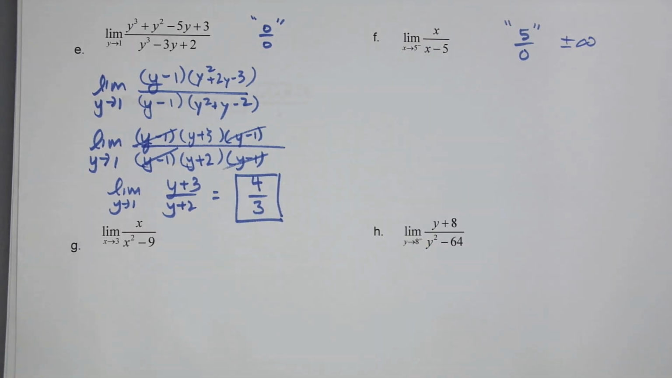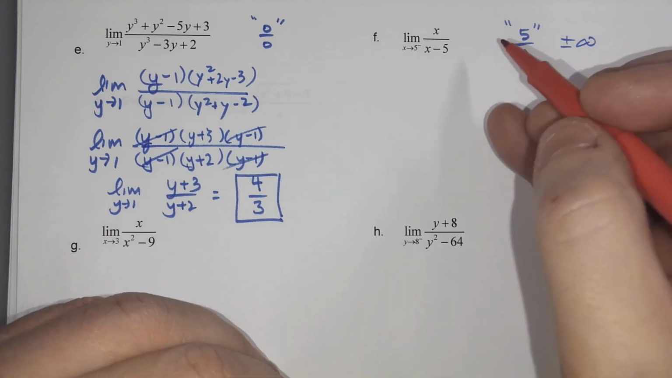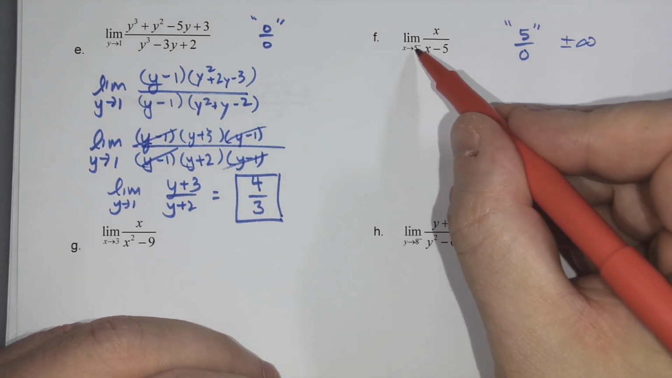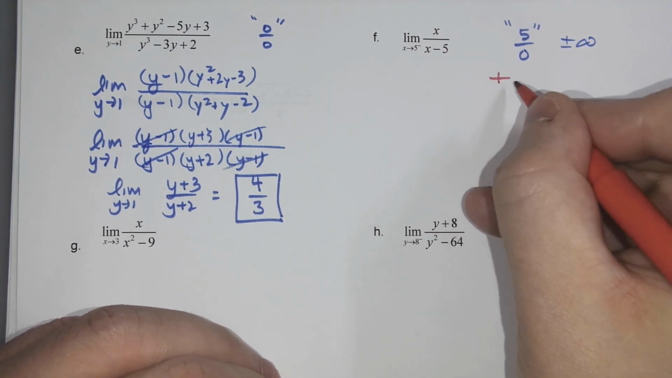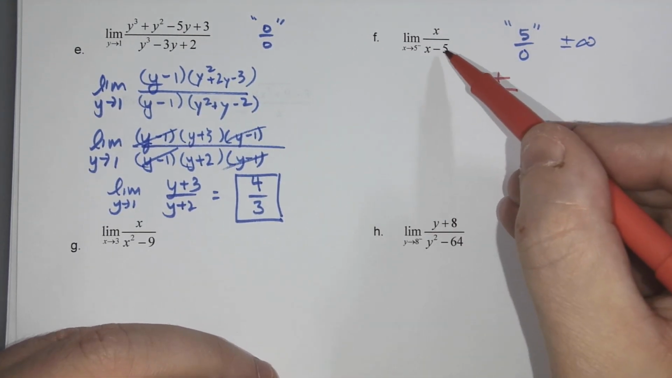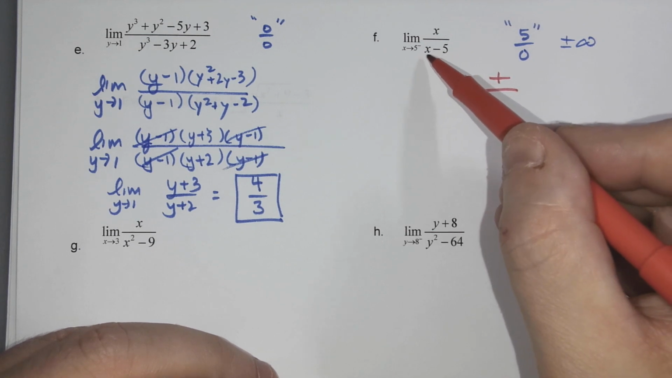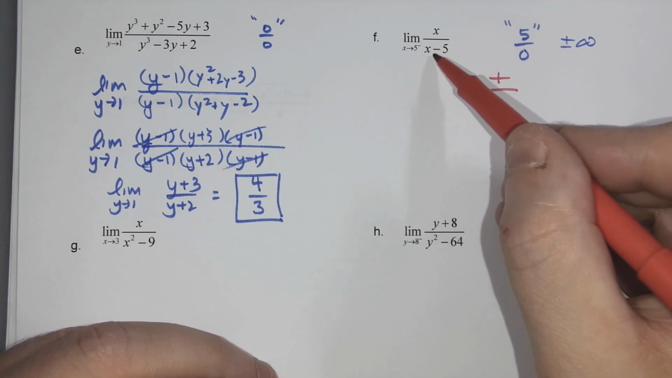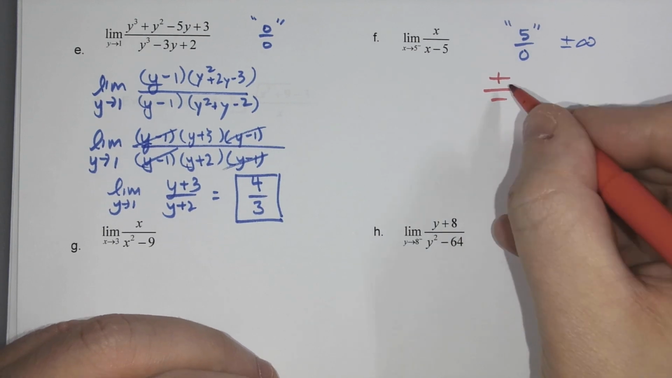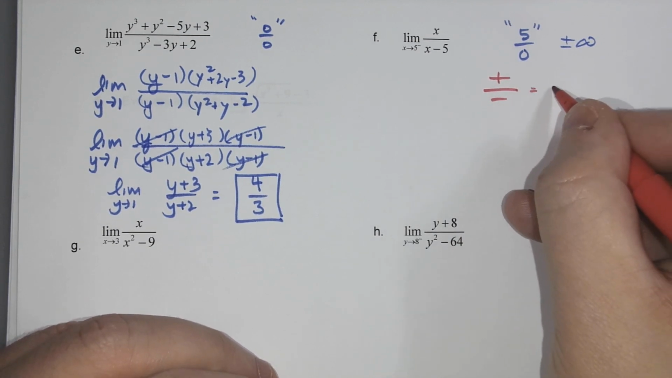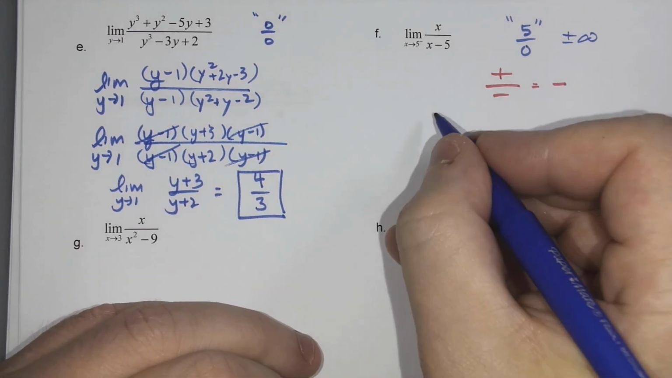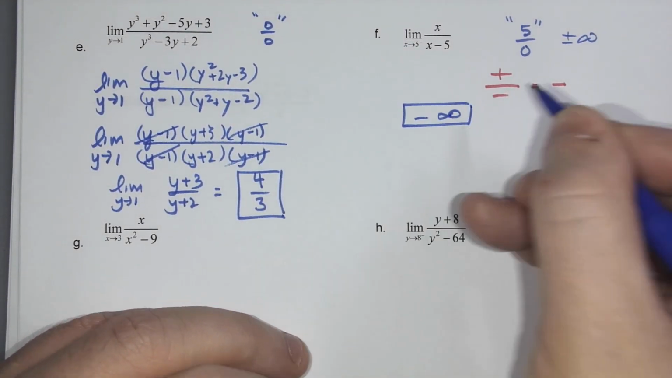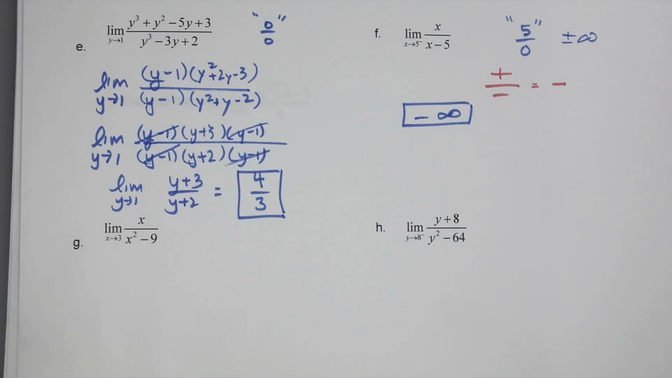Okay, to do that, let's think. If I were to stick in a number that was a little bit less than 5, the numerator would be positive. And if I were to stick in a number that was a little bit less than 5, like 4.9, 4.9 minus 5 would be negative. Positive divided by negative is negative. And therefore, the answer to this limit is going to be negative infinity. It was either plus or minus infinity, and we just discovered that it was negative infinity.